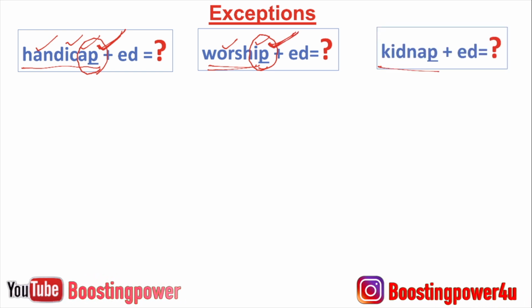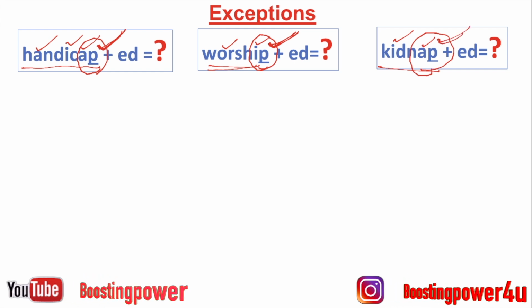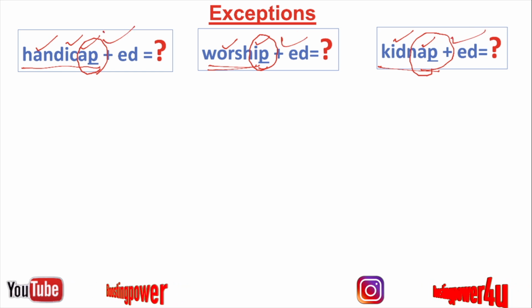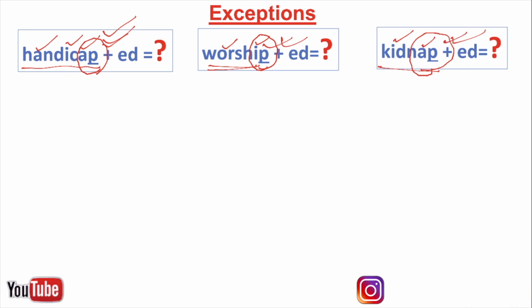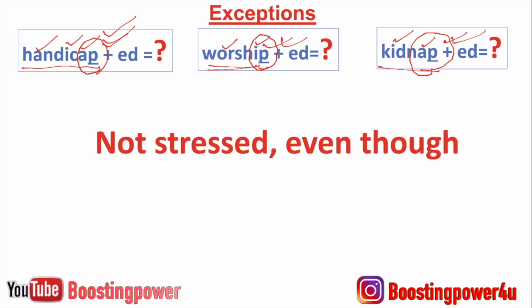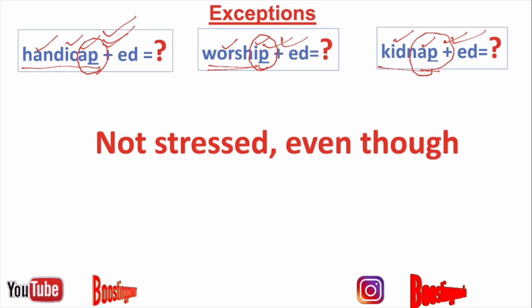That is kidnap. Here also, how many vowels are there? One is here and one is here. And it is also ending with a single vowel and single consonant. But in this case also, the P, the last consonant, is not stressed. So in these words, the last consonant P, here also P, here also P, is not stressed, even though the last consonant P is doubled.